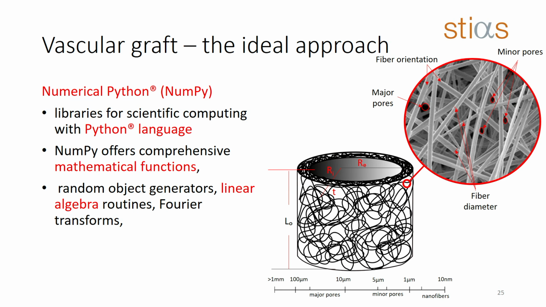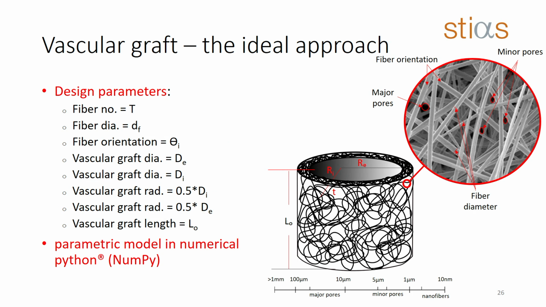So one approach here is to use numerical Python. Numerical Python, or NumPy, is just a set of libraries for scientific computing. Here we want to build the fibers from their base units, or from the individual fiber units. We also want to get the fiber dimensions using mathematical transformation and construct the whole graft from the fiber level. And the fiber level here refers to the nanostructure.